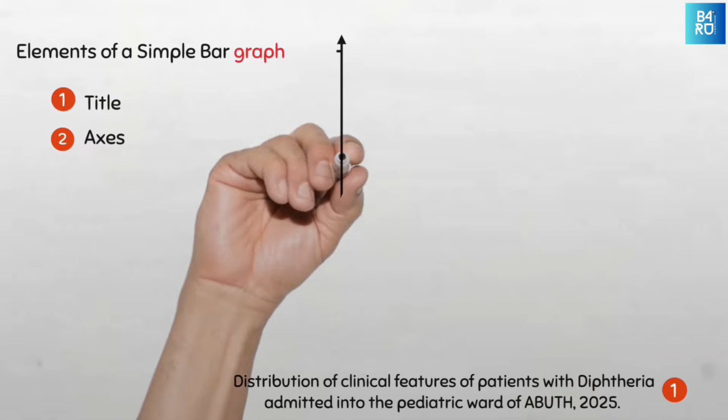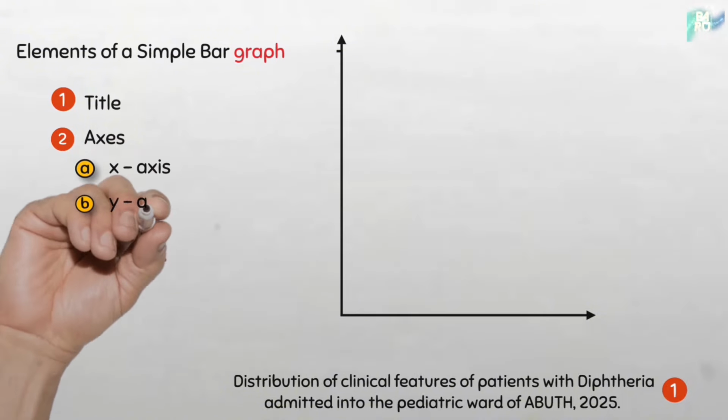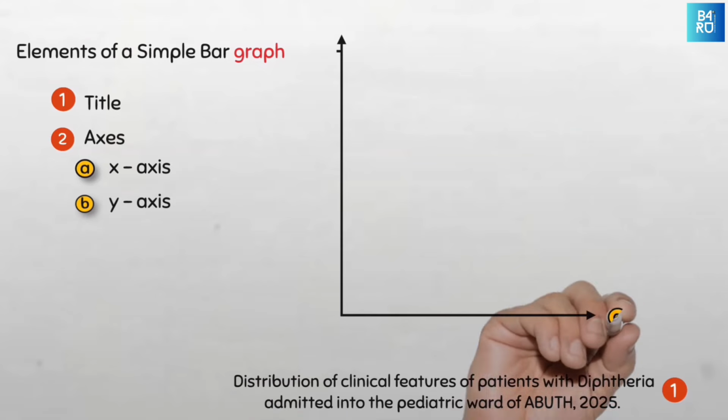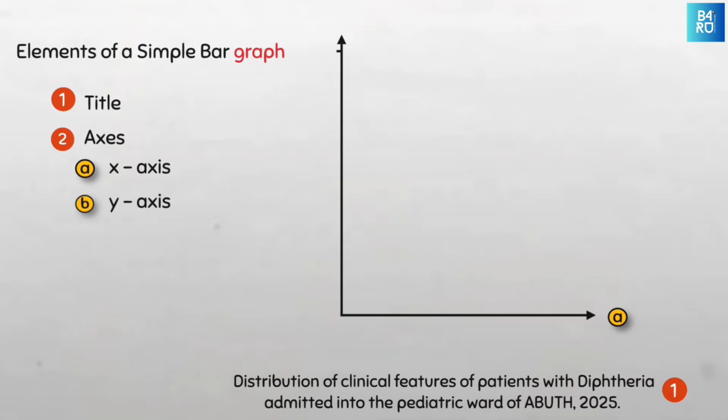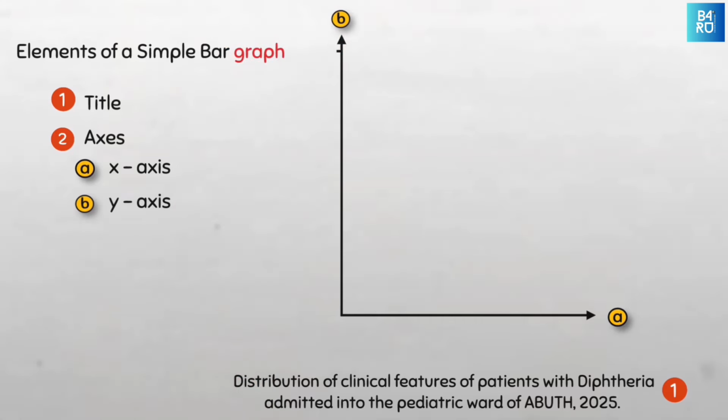Number 2 is the axes. There are only 2 axes in a simple bar graph, the x-axis and the y-axis. The x-axis is the horizontal axis, which typically represents the categorical variables being compared. So let's tag this here. And the y-axis is the vertical axis. This shows the numerical scale corresponding to the values being represented by the bars in the bar diagram. And let's tag this also here. And this could be frequencies, proportions, or percentages.